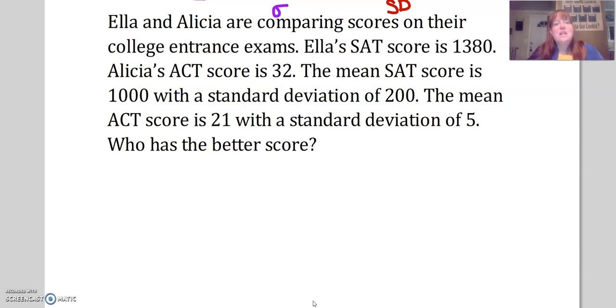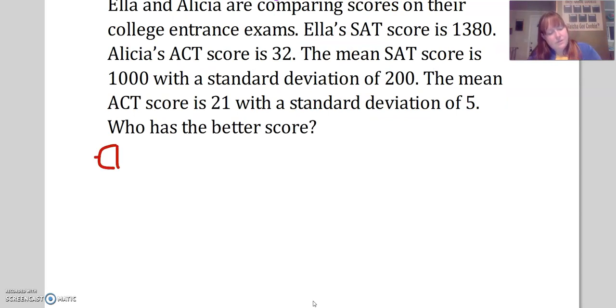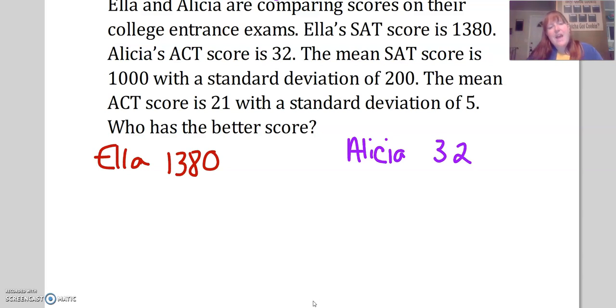Okay. Ella and Alicia, let's figure out. Here's Ella, and she took the SAT and got a 1380. And then Alicia, she took the ACT and she got a 32. And they're super competitive. I don't know, maybe they're twins. They're just competitive. Don't be competitive. Anyway, they wanted to just see who had a better score in general.